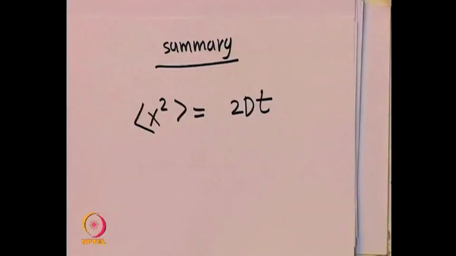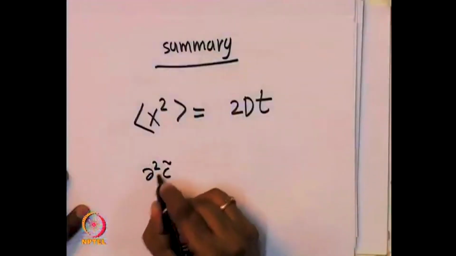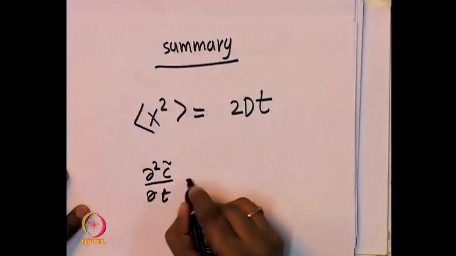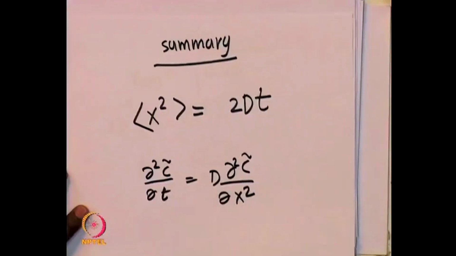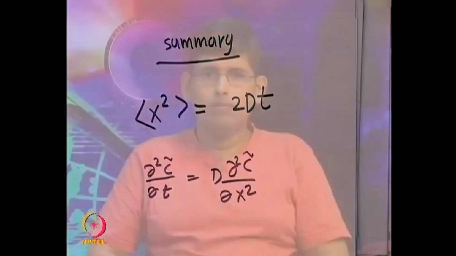Just realize that without solving the diffusion equation, by doing a trick, by just realizing that at infinities the concentration will be 0, we found that x square average is 2 dt. So, with this important relation, we will stop today's lecture.